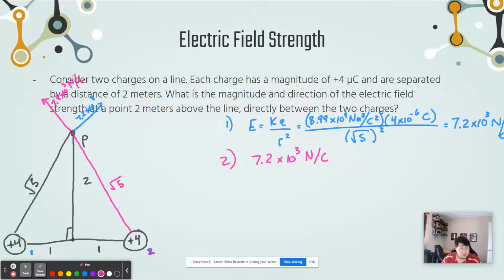If you remember, you have to add vectors either tip to tail, or you can add them by components. So I'm going to go ahead and show you what you would do to add these two here. This is a little tricky, but bear with me. What I'm going to do is find the components of these two vectors. I want to find out what is the x component and the y component of the electric field strength for each one at that point there.